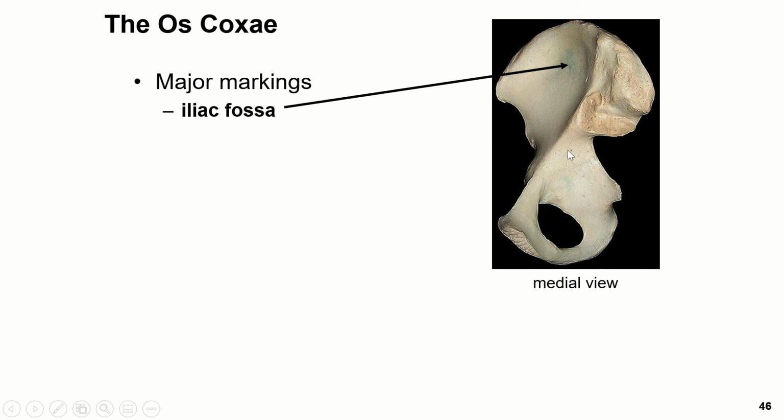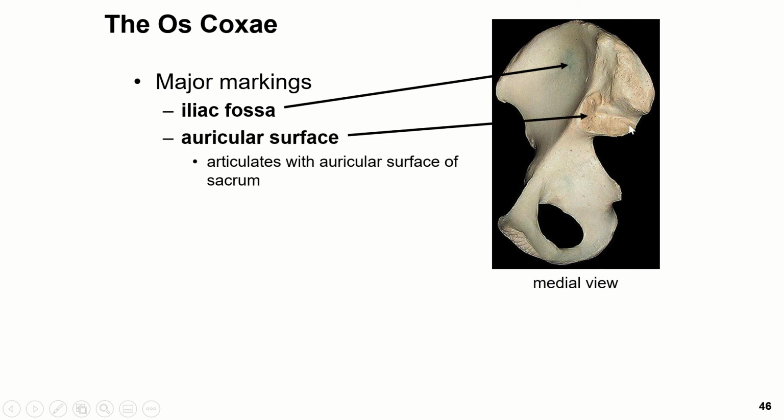Okay, now notice also we're looking at the medial side. You can tell it's the medial side because there's no acetabulum here, okay? There is, however, this weird surface here, which is the auricular surface. Again, sort of ear-shaped. I don't know, doesn't look like an ear to me, but whatever. That articulates with the auricular surface of the sacrum.